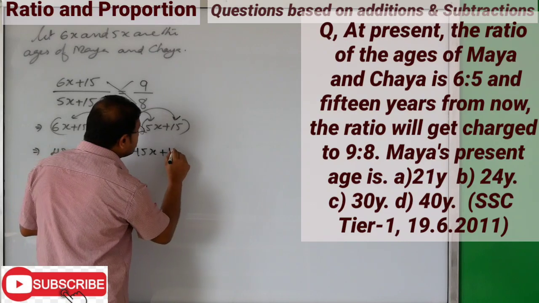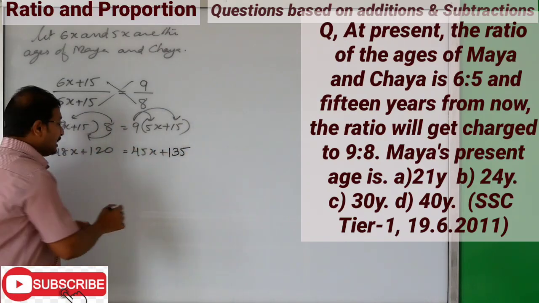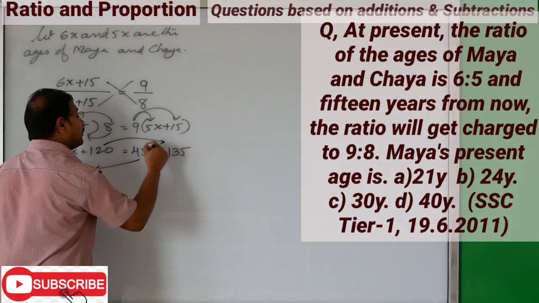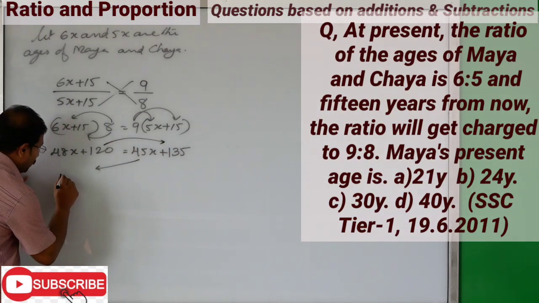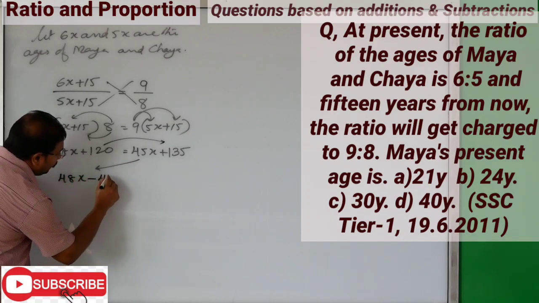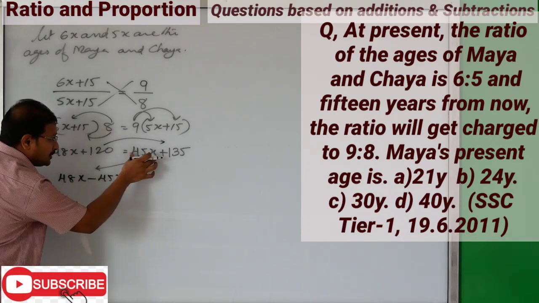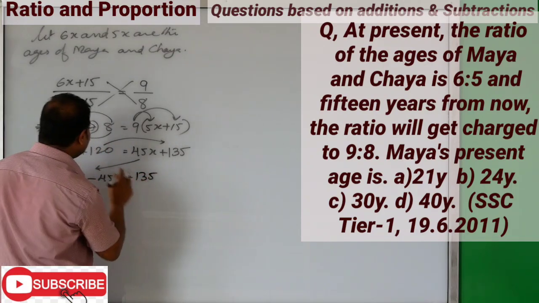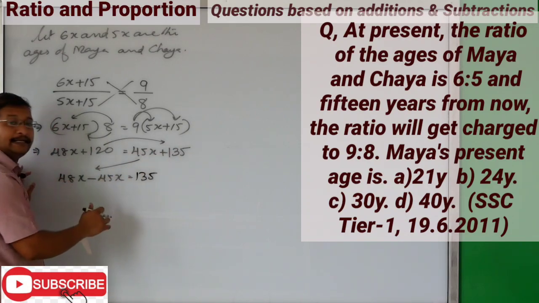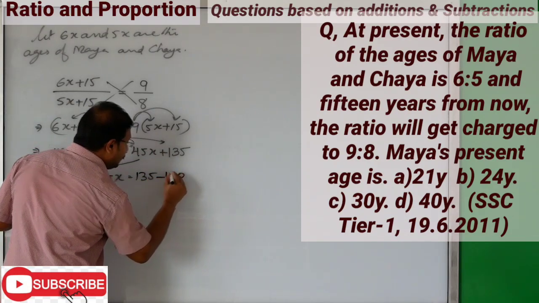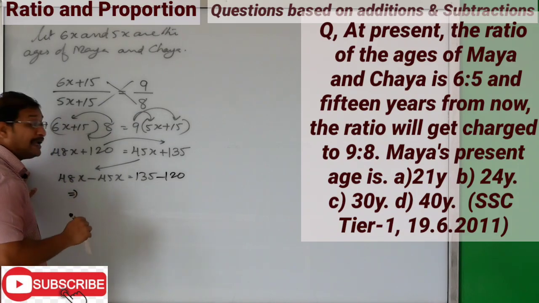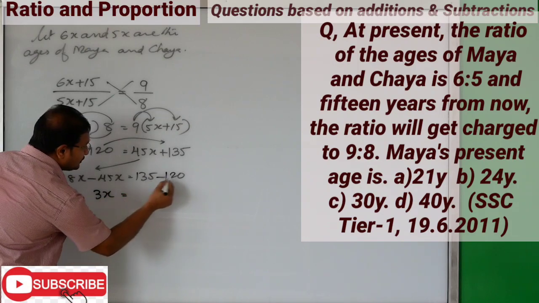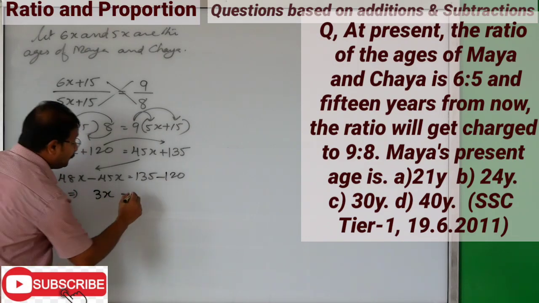That is 135. Ready? After that, x terms will carry to the left side and 120 will carry to the right side. That means 48x minus 45x equals, because 45x is plus, goes to the other side, minus. Equals 135 is already here, 120 is plus, goes to the other side, it will be minus 120. This implies 48x minus 45x, that is 3x, equals 135 minus 120, that is 15.